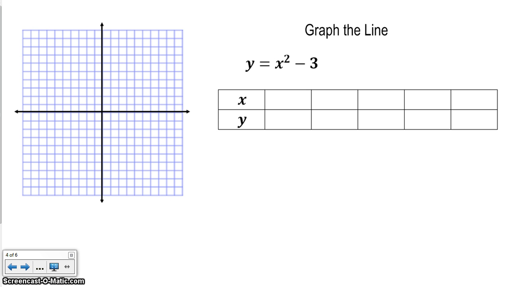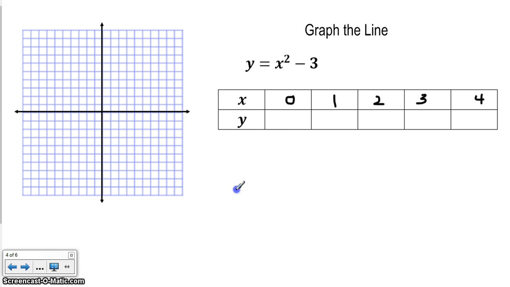Hello, class. Alright, so I will be showing you how to do an exponential equation. For this equation, what we're going to need to do is put in the numbers for the x, and what we can do is we can put in the numbers 0, 1, 2, 3, and 4. Now from there, you want to go back to the equation and fill in that x with that number that you picked.